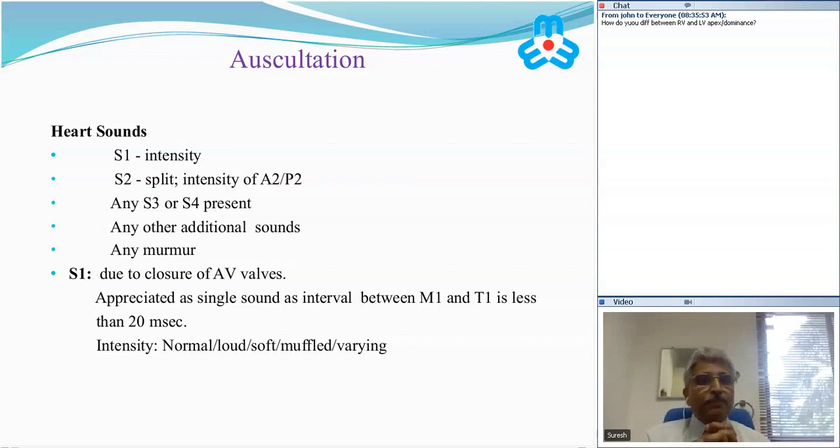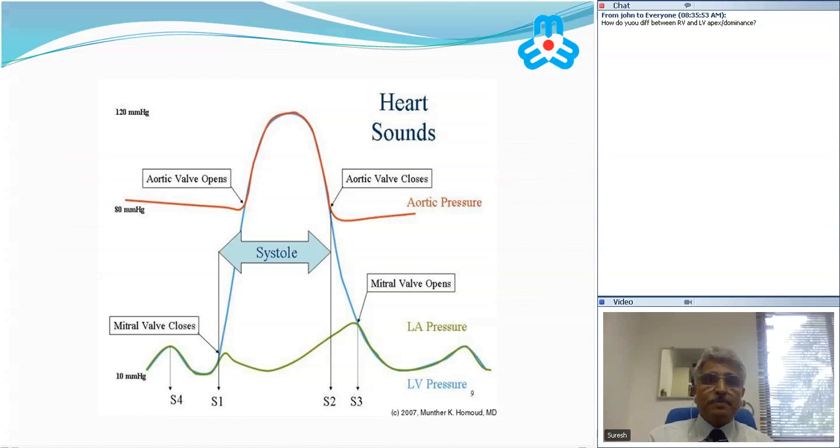And the intensity of the first sound can be normal, it can be loud, it may be soft or muffled, or it can be varying in intensity. From beat to beat, there is a variation in the intensity of the first sound. We need to describe this. Before I go on to that, let's look at this picture in some detail. This shows the relationship between the various things that you see. Here is the left ventricular pressure trace.